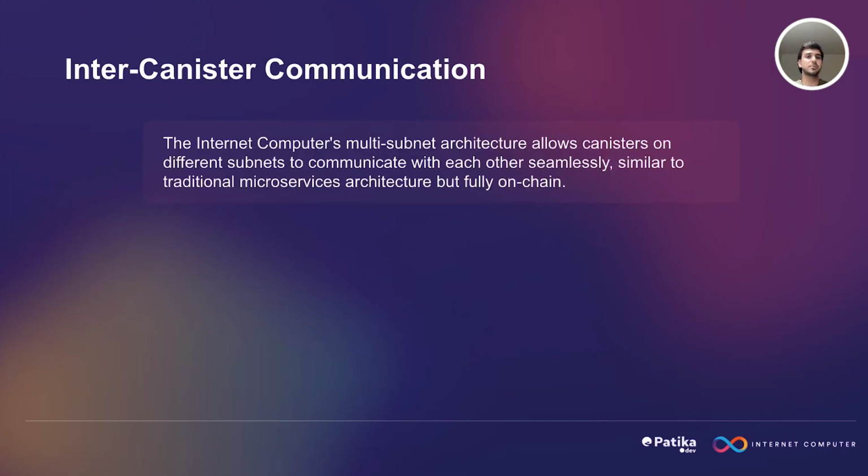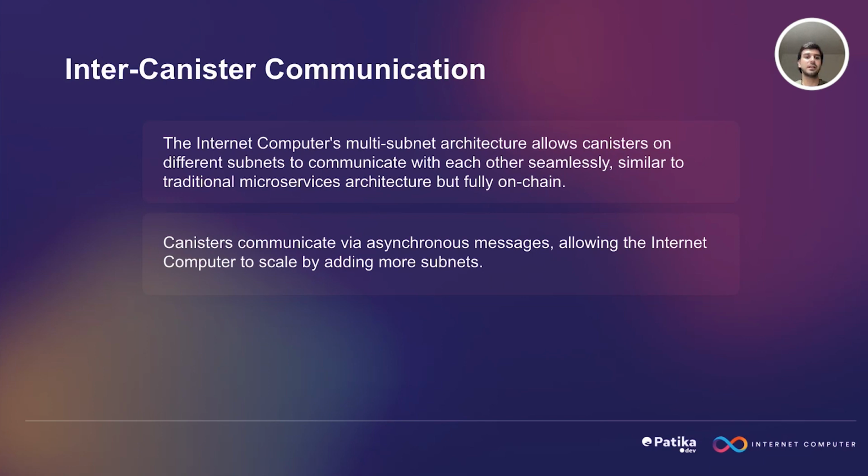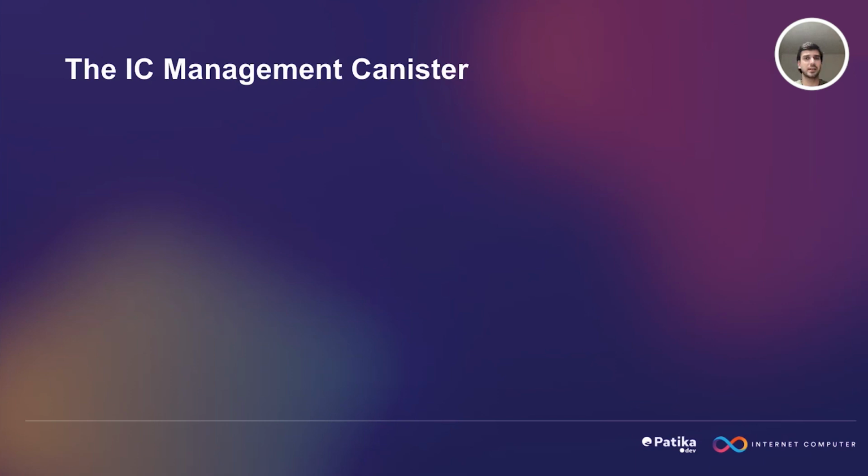Now, let's look at inter-canister communication, which is a crucial part of the Internet Computer Protocol. The Internet Computer's multi-subnet architecture allows canisters on different subnets to communicate with each other seamlessly, similar to traditional microservices architecture, fully on-chain, which is very important to have a full functional replacement for traditional systems. Canisters communicate via asynchronous messages, allowing the Internet Computer to scale by adding more subnets. Since we have a system here which is not fixed, which can grow on demand, this becomes a very important feature.